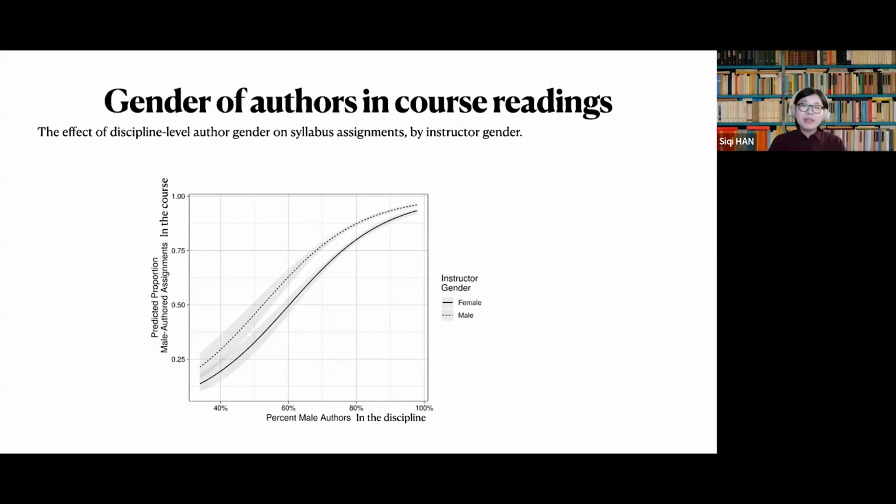So we believe there may be such an effect that seeing a female authored reading or seeing a higher proportion of female authored reading could be a role model effect for the female student in female underrepresented fields. And we are exploring this possibility in a larger scale. And this is just a snapshot of what we have found.